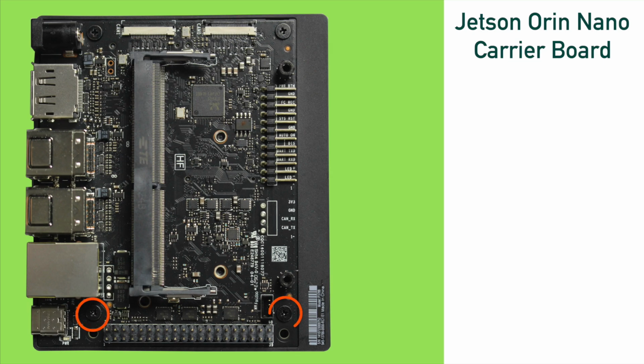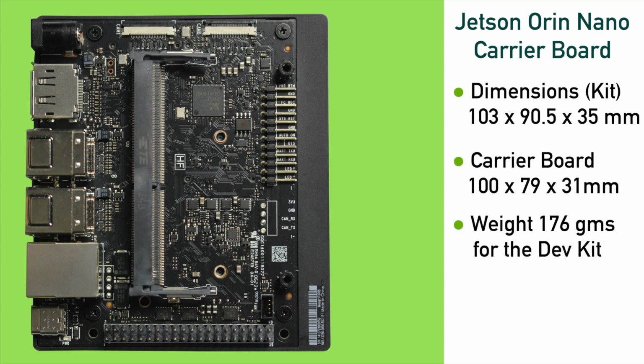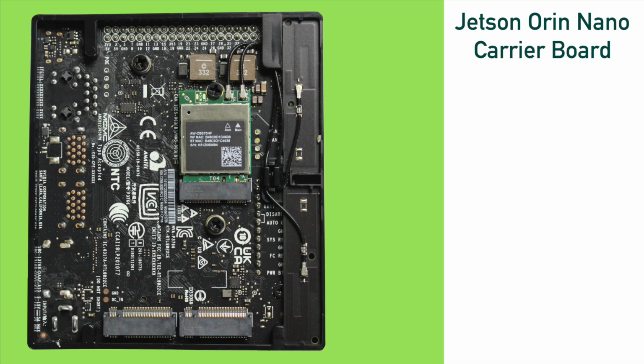There are four holes for mounting the carrier board. That's typically where you mount your dev kit to your project. The dimensions of the dev kit are 103 by 90.5 by 35 millimeters. The carrier board with the Jetson module is 100 by 79 by 31 millimeters, and it weighs 176 grams or so. Let's flip it over.